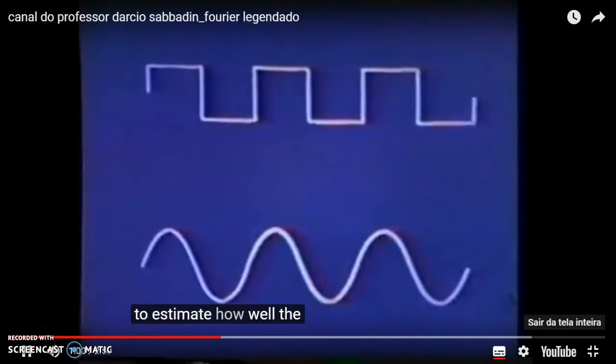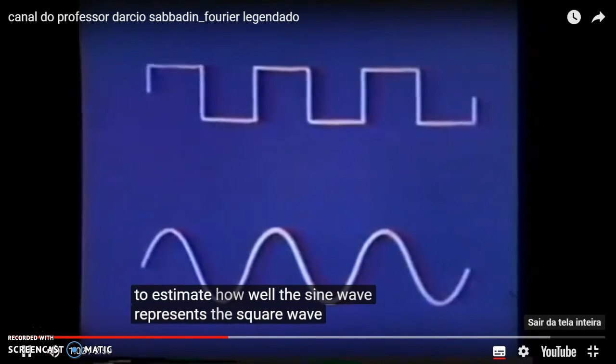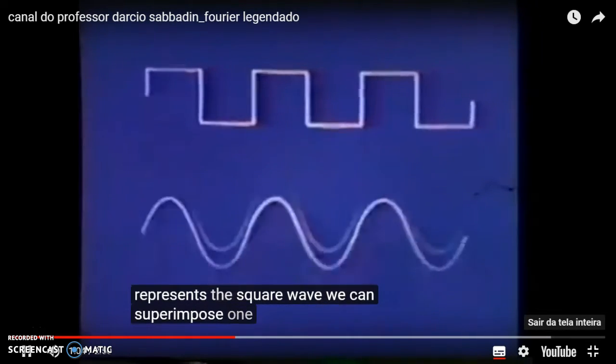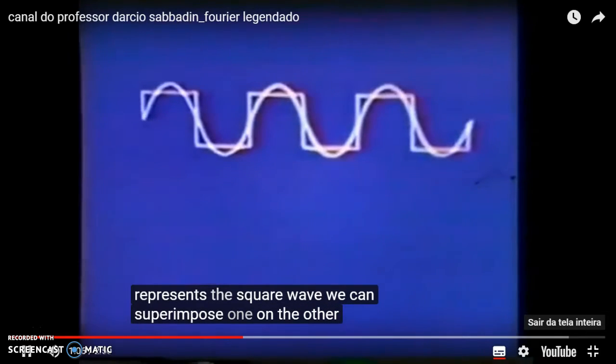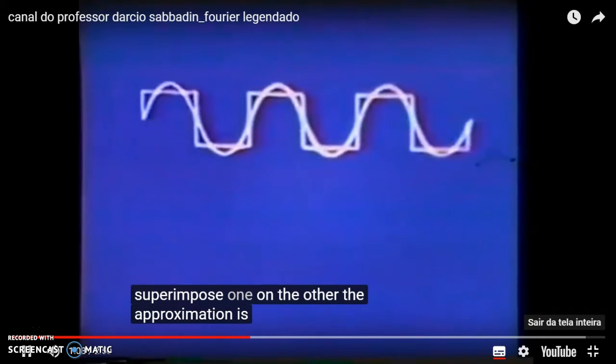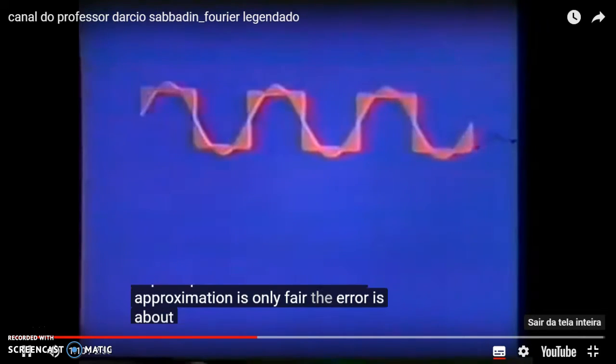To estimate how well the sine wave represents the square wave, we can superimpose one on the other. The approximation is only fair. The error is about 19%.